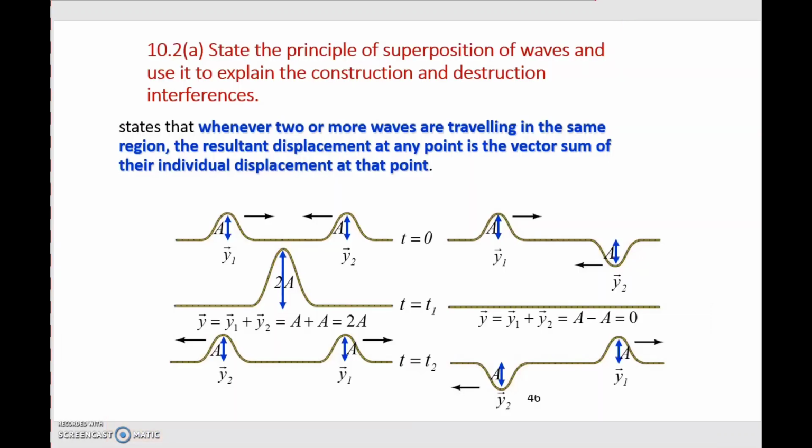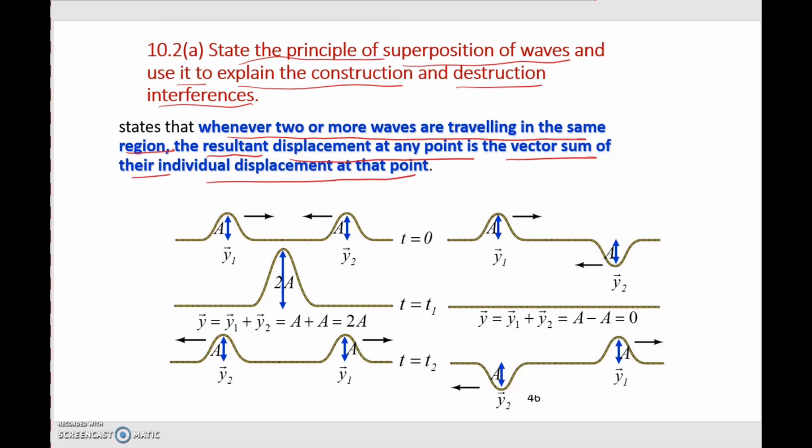For 10.2a, you have to state the principle of superposition of wave and use it to explain constructive and destructive interference. So here is the definition for superposition. It states that whenever two or more waves are traveling in the same region, the resultant displacement at any point is the vector sum of their individual displacement at that point.